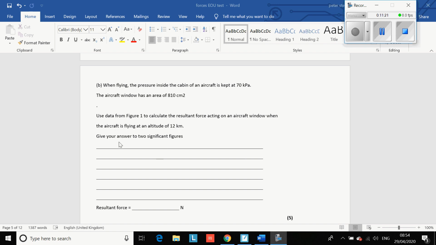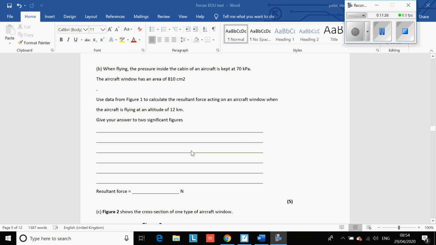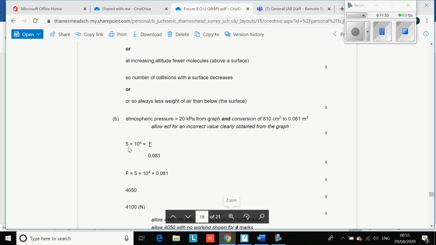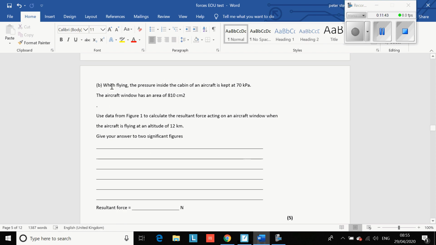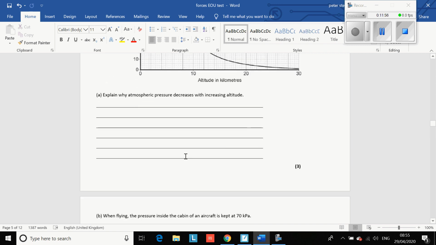So we did say that we've got 20,000 at 12 kilometers. But if you look at the answer, we need to actually think this through. It says 5 times 10 to the 4, 50,000. Where on earth are we getting that? Well, let's look at the question. The pressure inside is kept at 70,000. You minus the 20,000, and you have 5 times 10 to the 4, 50,000.